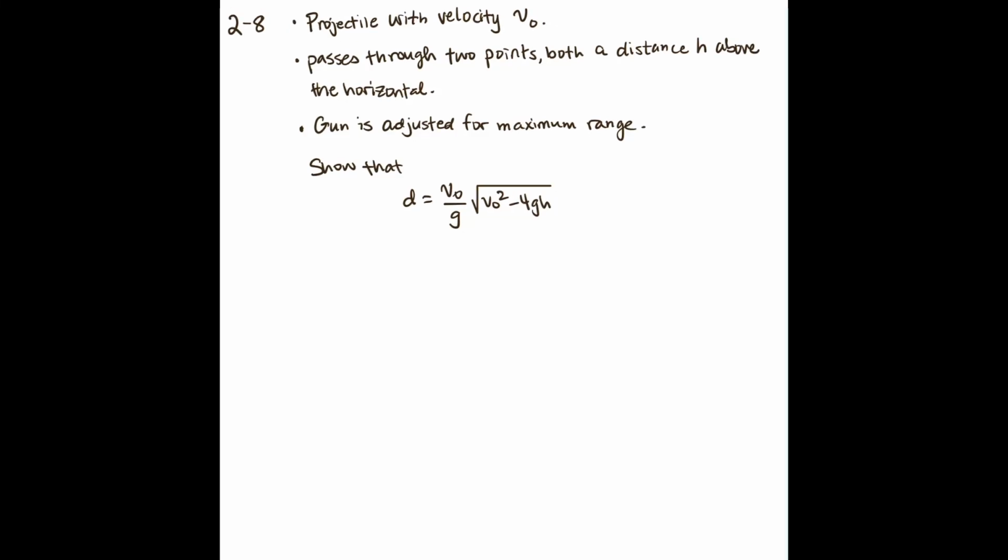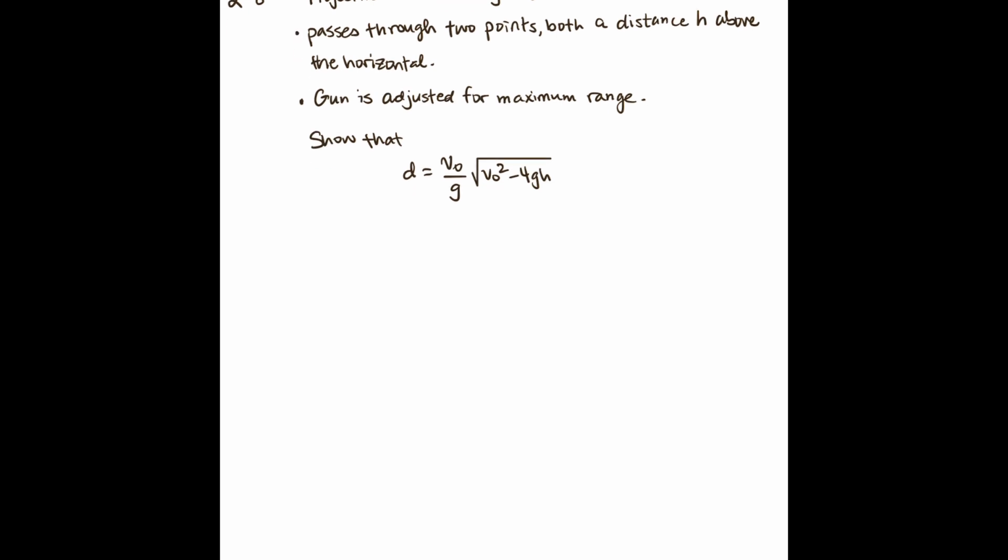Today we're going to be solving Classical Mechanics by Thornton and Marion, Chapter 2, Problem 8. I just wrote down some important parts of the problem, the first being that the projectile has a velocity v0. It passes through 2 points, both the distance h above the horizontal. This will help us define our x-coordinates. And then the gun is adjusted for maximum range.